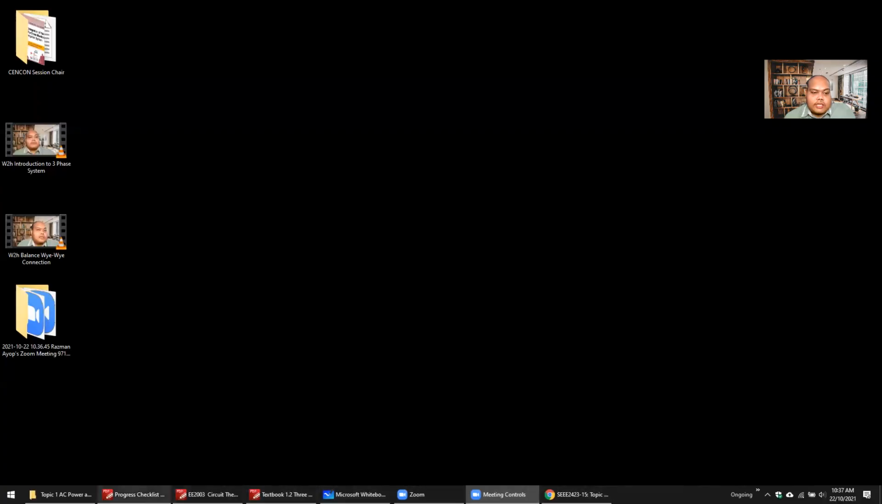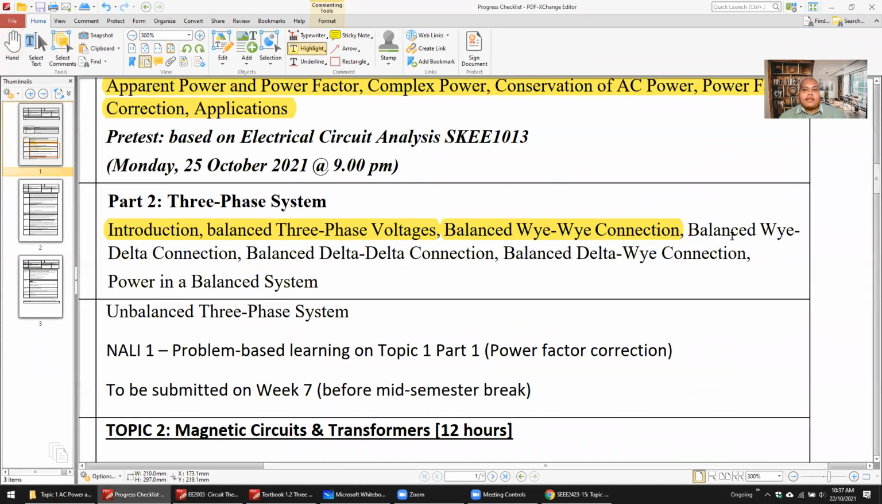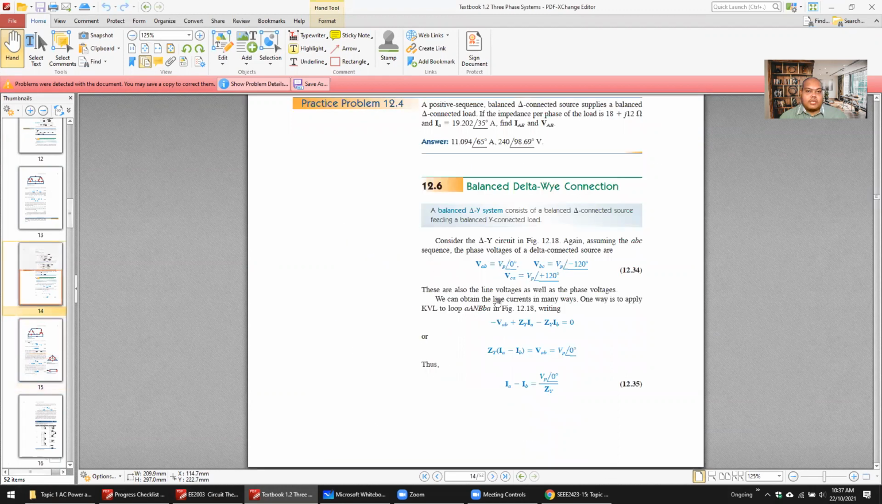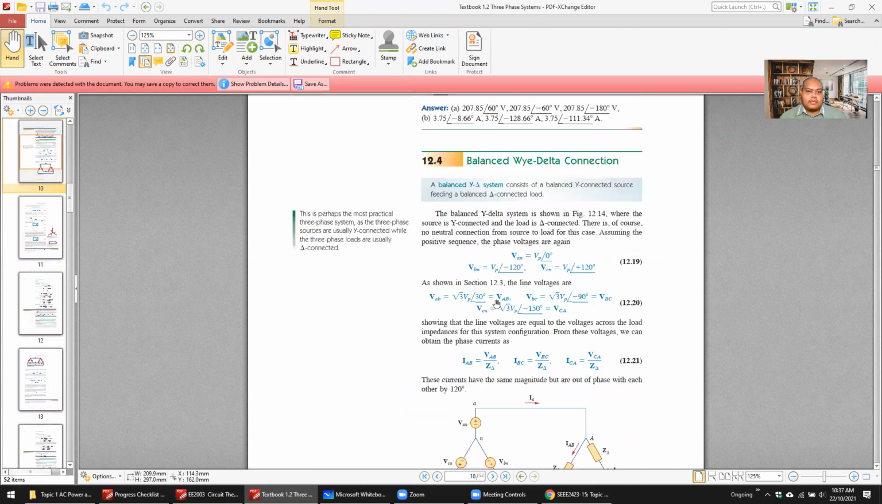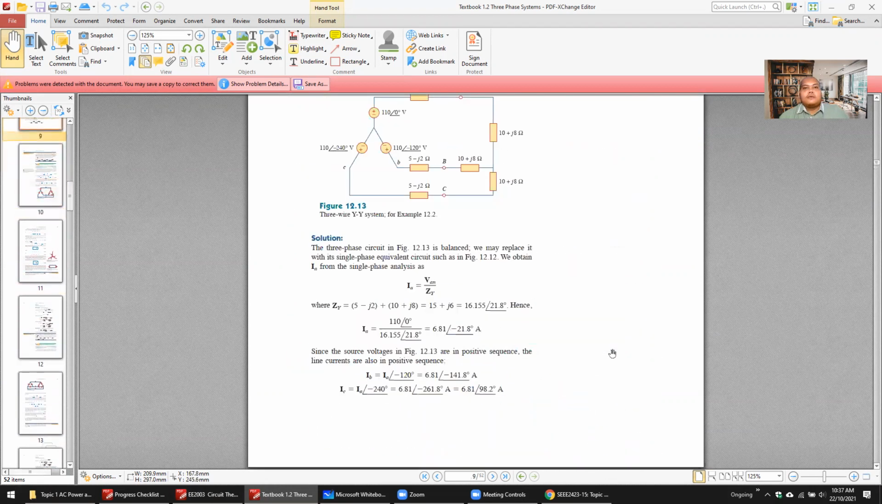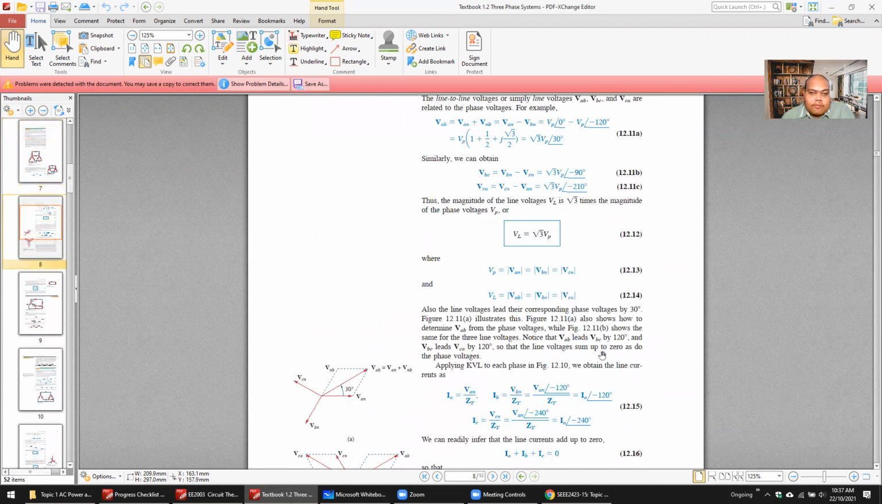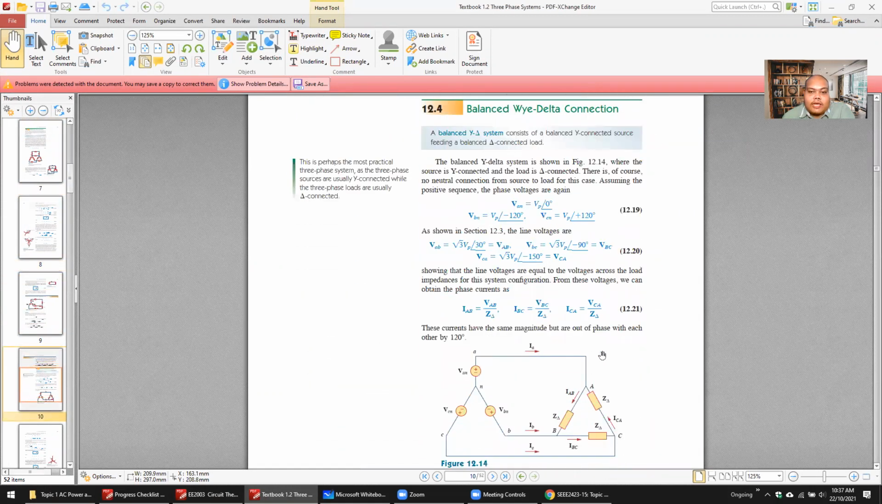Okay, let me share the screen. So in this class, I will show you the next part, which is the balanced Wye-Delta connection. If you check your textbook, previously you learned about the Y-Y connection. The next part will be the Wye-Delta connection.